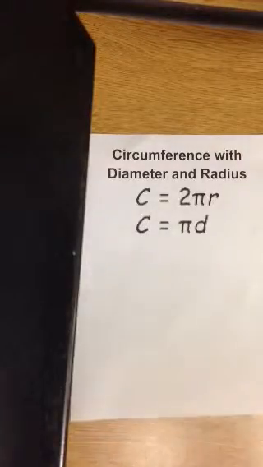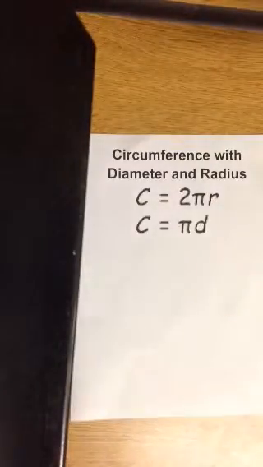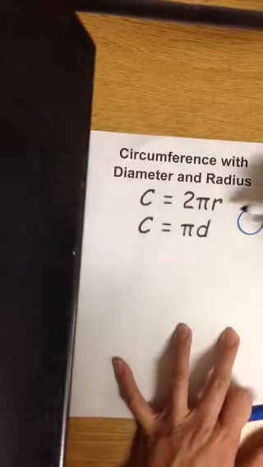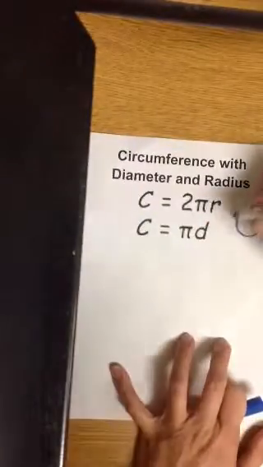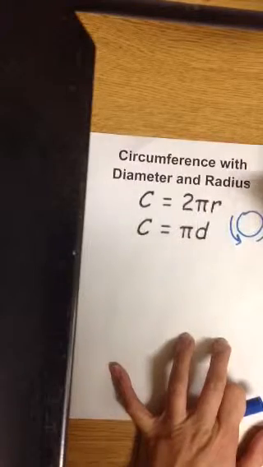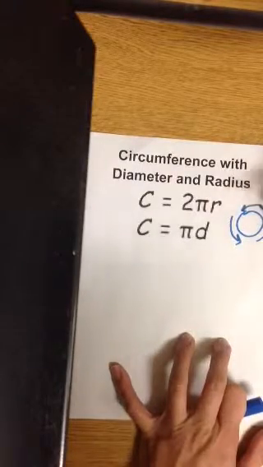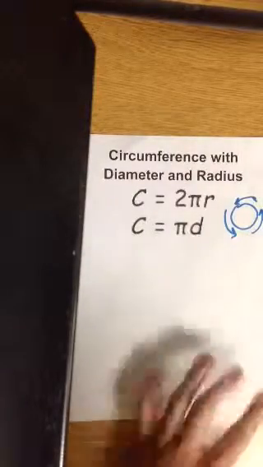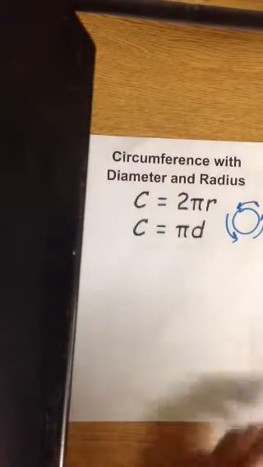We're going to talk about circumference with diameter and radius. So you have a circle. Circumference, as a reminder of vocabulary words, is the distance around a circle, the total distance around a circle. It's almost like a perimeter, which is for polygons, shapes with straight sides.